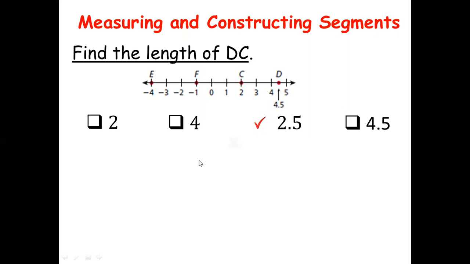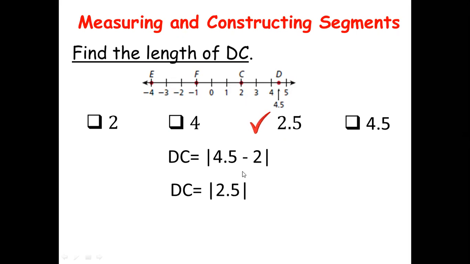Or you can definitely use the perfect way of using the absolute values to find the distance between 2 points. So you will subtract 2 from 4.5, and put it inside the absolute value, because the value of D is 4.5 and the value of C is 2. So to find the distance, you will subtract. 4.5 minus 2 is going to give you 2.5. So the absolute value of 2.5 is 2.5.